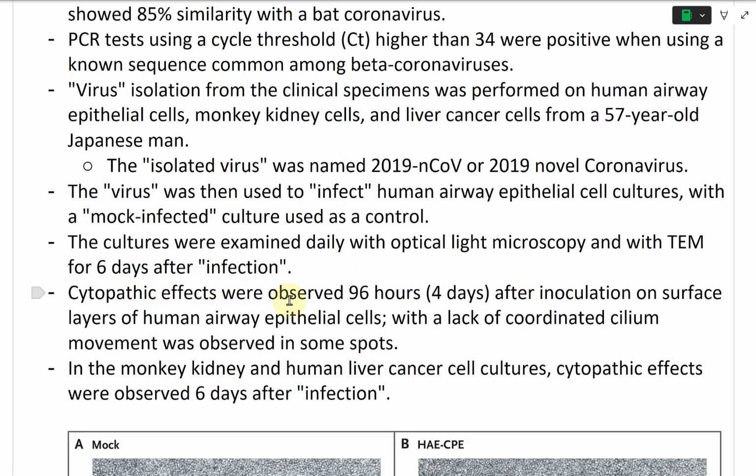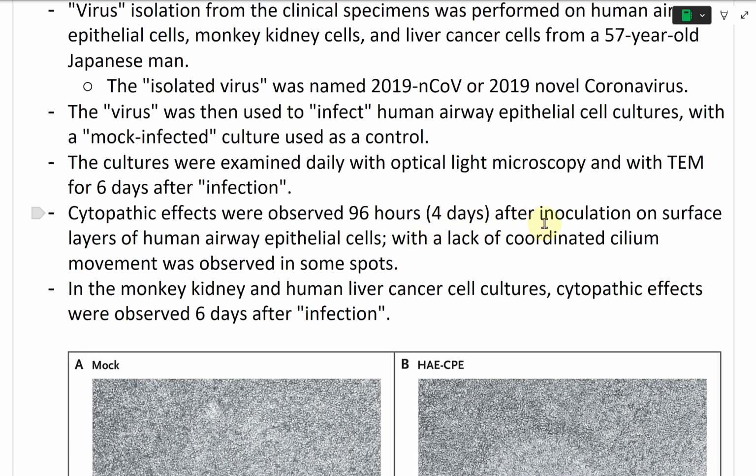So yeah, cytopathic effects were observed 96 hours or 4 days after inoculation on surface layers of human airway epithelial cells, and a lack of coordinated cilium movement was observed in some spots. So that's cilium beating.